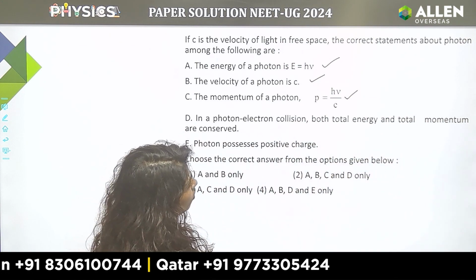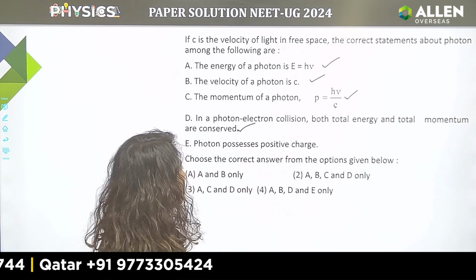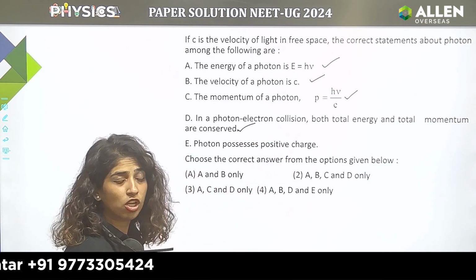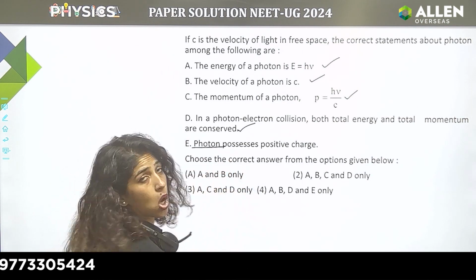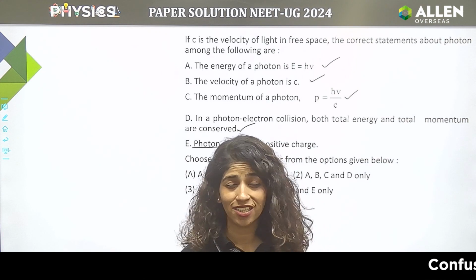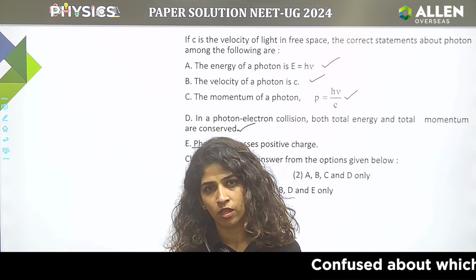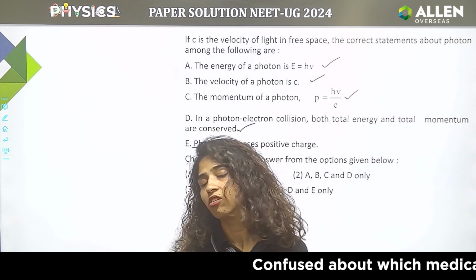In photoelectric collision, both total energy and total momentum are conserved. Again, a correct statement. Photon possesses positive charge? No. Photons do not possess positive charge. Photons are packets of energy. As I said, photons do not have any mass. Matter content is not there for photons.